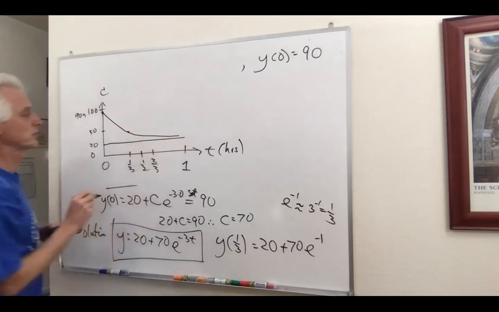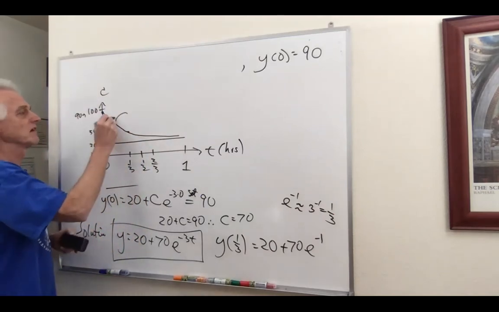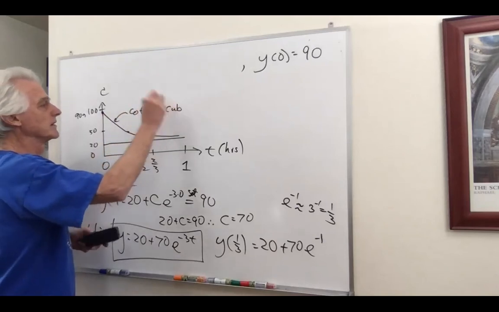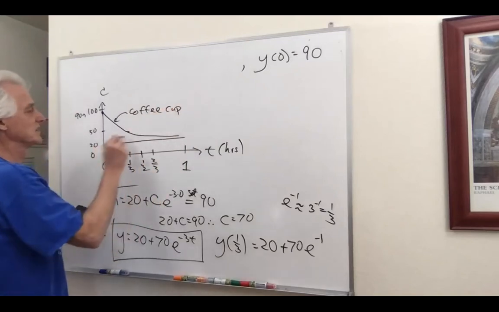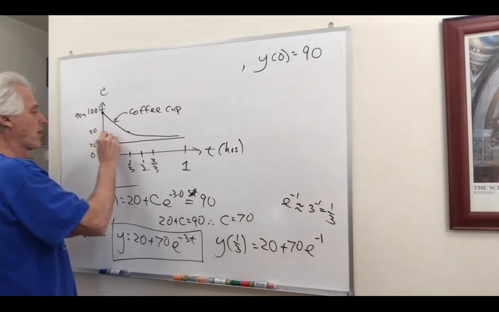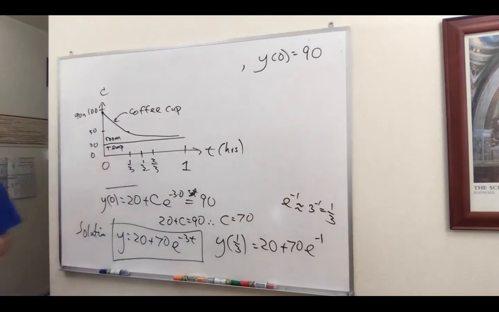Okay, so that's pretty much what the temperature looks like. This is the coffee cup that I didn't drink. And then this is the room temperature here. The room temperature stays 20 the whole time, okay?